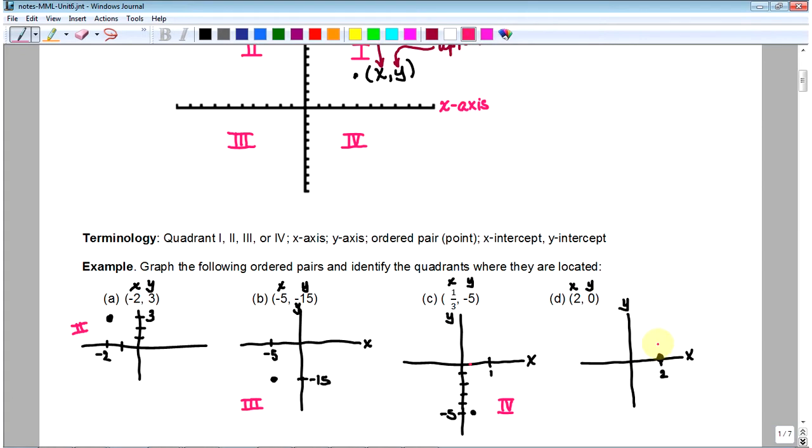This point is called an x-intercept, and that's because it lies on the x-axis. Those we didn't define above. So the x-intercepts are points that lie on the x-axis. Similarly, the y-intercept will be any point that's on the y-axis.